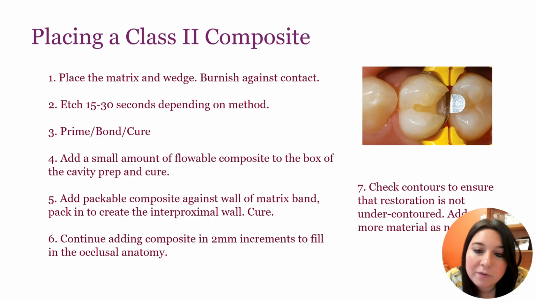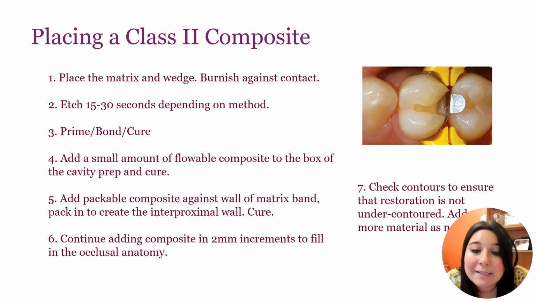But my personal preference is to fill that box just slightly, enough that while I'm compacting the composite, none is going to push out through that band. So then you cure that, and then step 5, add packable composite against the wall of the matrix band. We really want to focus on building up that wall and turning this filling into a Class 1 composite, ultimately. So we're going to fill up that wall, make sure you're compacting against the band, and then cure that. Continue adding composites in 2 mm increments to fill all of the anatomy up.